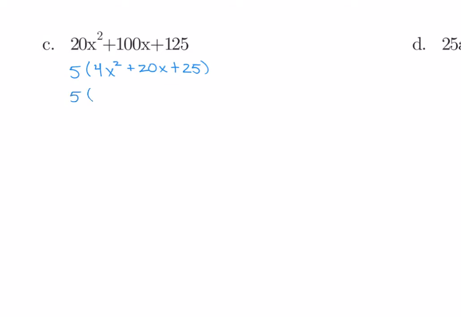So I'm going to keep my 5. What times itself equals 4x squared? We should get 2x and 2x. And what times itself gives us 25? We should get 5 and 5. And again, we have same signs, and both are positive. Again, you can write this with exponents, so I can write this as 5 times 2x plus 5 squared.